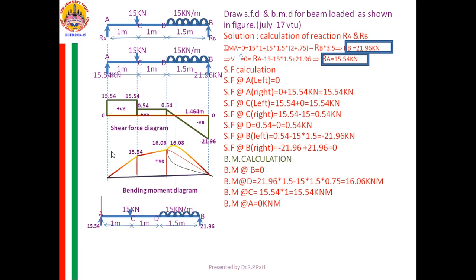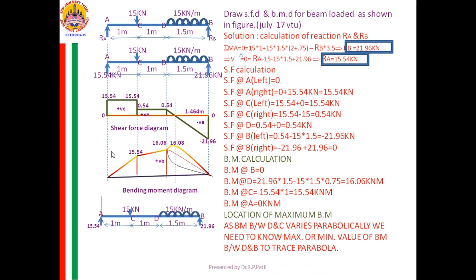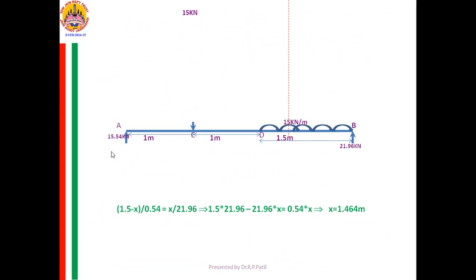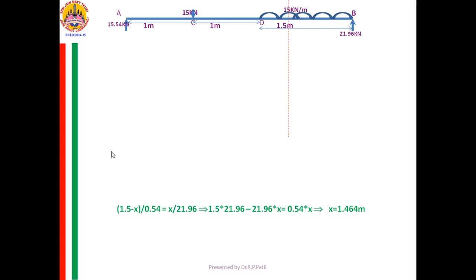That is why well in advance you cannot decide which is the correct one. For that we need to go for the location of maximum bending moment between D and B. Parabolically we need to know the maximum or minimum value of BM between D and B to trace the parabola correctly. Okay? Now that we are doing in the next part.